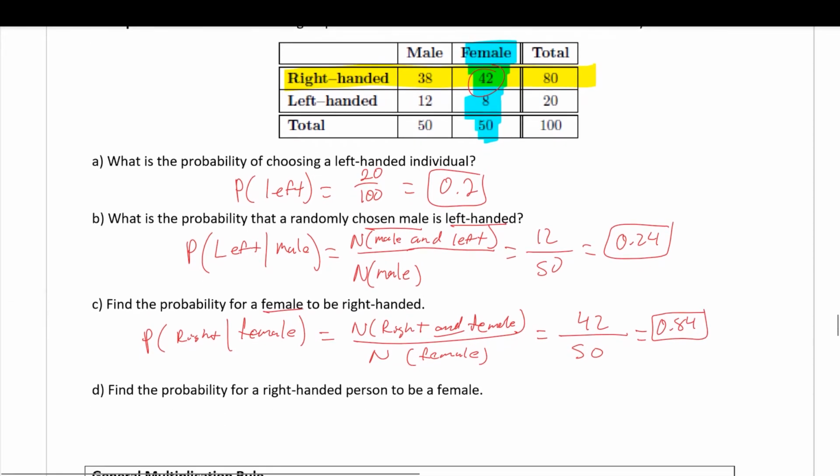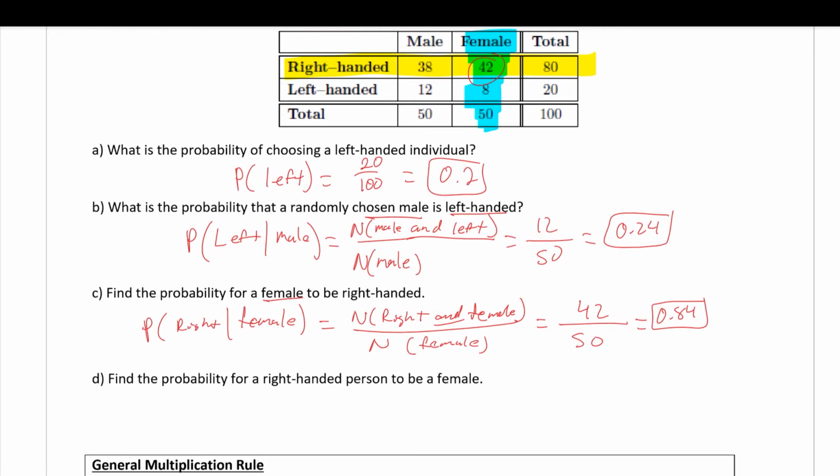Now this next one, part D, is very similar to part C, but you'll notice something different. Find the probability for a right-handed person to be female. All right, so we already know that the person is right-handed. We're conditioning on that this person is right-handed. So we say, what's the probability that we choose a female on the condition that they're right-handed? So it's just the opposite of part C.